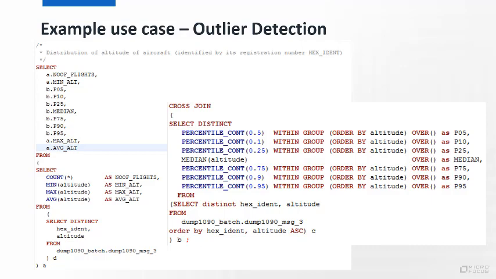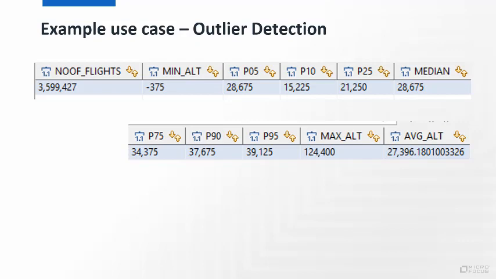For the more observant of you, you will of course have spotted the deliberate mistake. I managed to get the 5% percentile wrong. Here I have asked for the 50% percentile, which will hopefully return the same value as the median. An extra point if you got that right. So from here we can see that the minimum altitude recorded was minus 375 feet, with a maximum of 124,400.